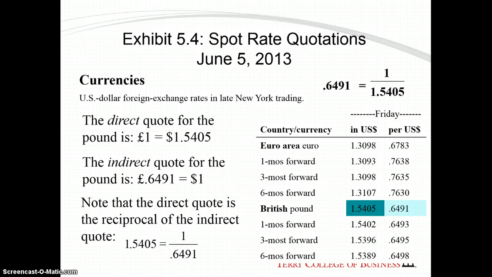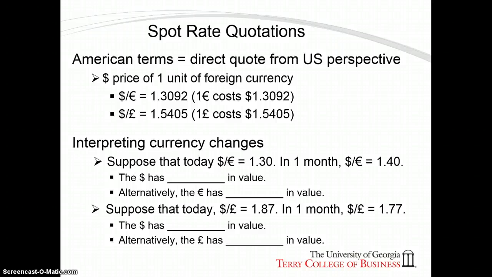And there's the math. Let me introduce a bit more terminology. FX traders refer to quotes in American terms and quotes in European terms. For American term quotes, the asset or denominator is a foreign currency and the price or numerator is always the dollar. Thus, a quote in American terms is equivalent to a direct quote from the U.S. perspective. In Exhibit 5.4, the American term quotes are in the column labeled in U.S. dollars, and I've included the American terms quotes for the euro and the pound on this slide.